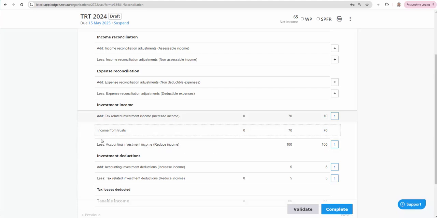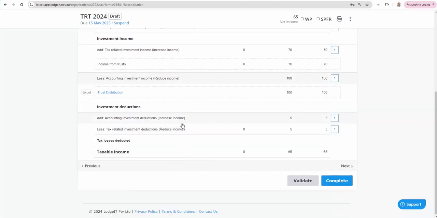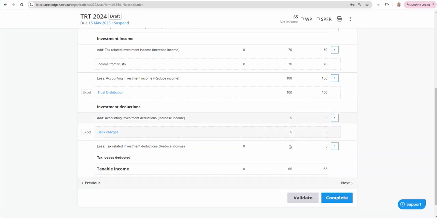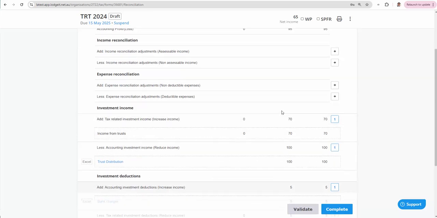But essentially what's happening is it's including the tax values and it's excluding the accounting values. And it's including the tax values, as in including the deduction, which in this case is one and the same. So that's why the 5 and the 5. The 5 is coming in and going out. It's removing the accounting bank charges and it's including the tax bank charges, and doing the same up here for the income. It's essentially how it's working.